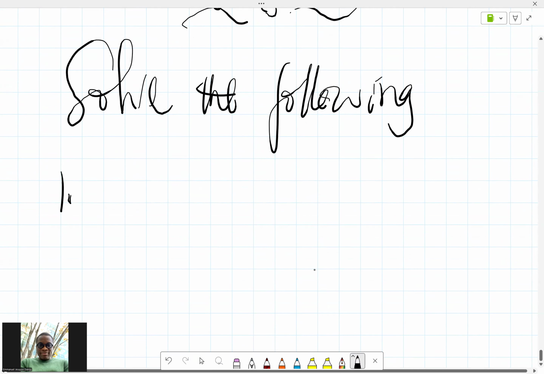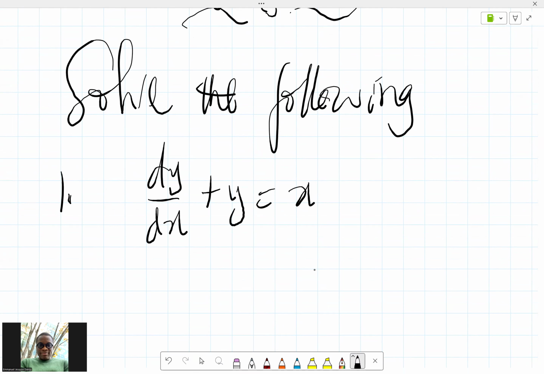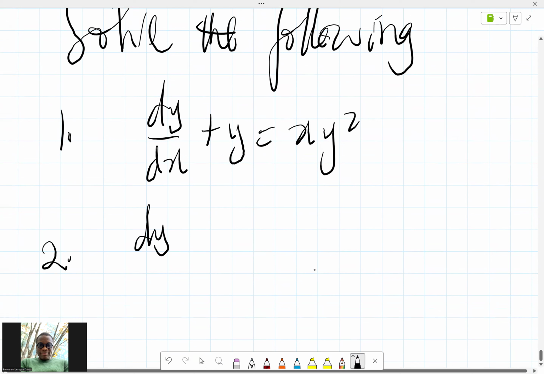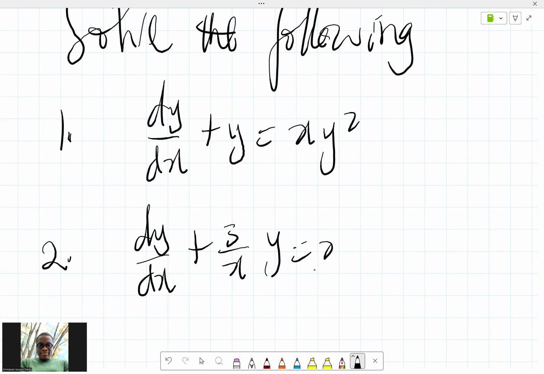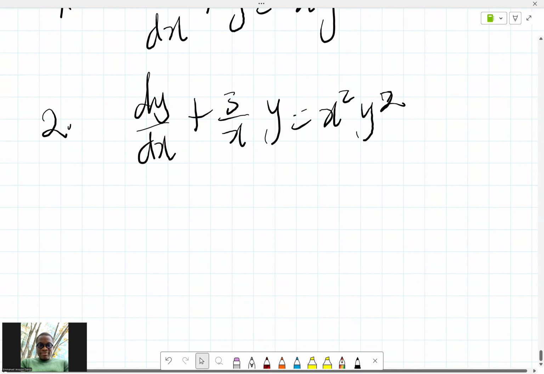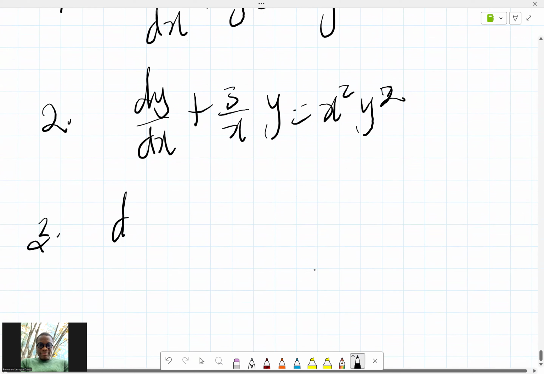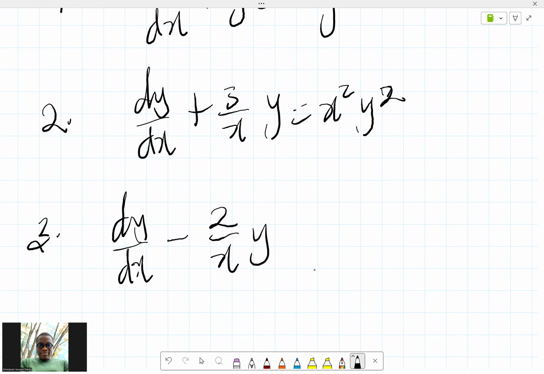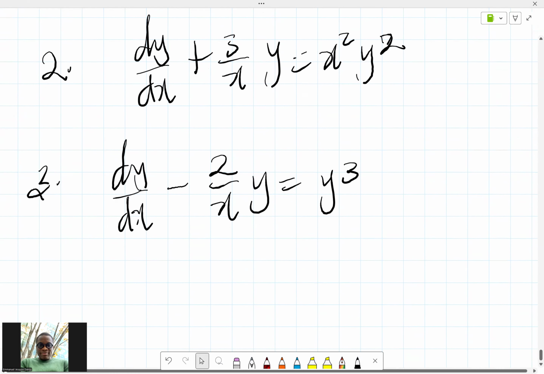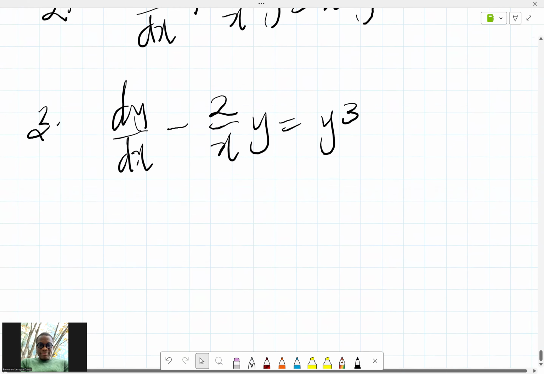1, dy/dx + y = xy². 2, dy/dx + (3/x)y = x²y². 3, dy/dx - (2/x)y = y³. Okay, so in that case, Q(x) is definitely 1, and n is 3.